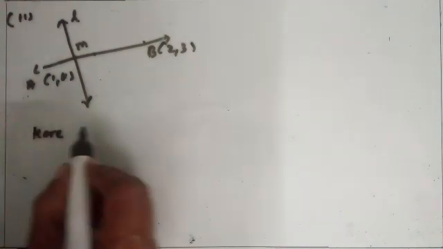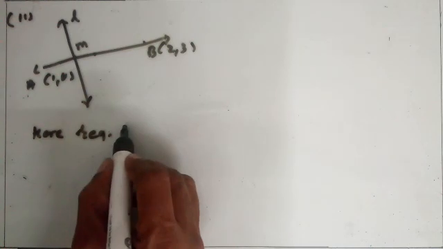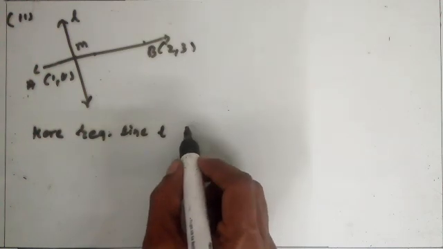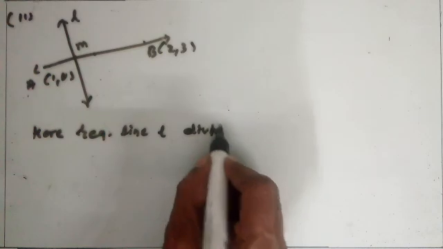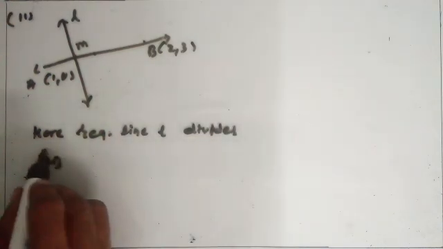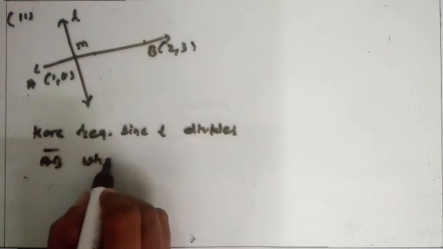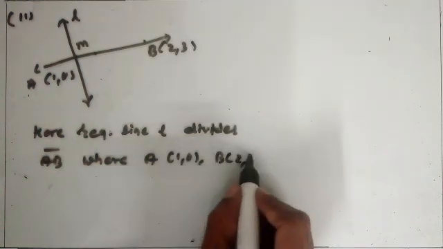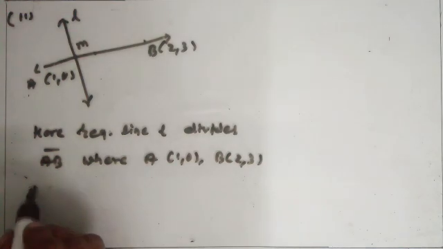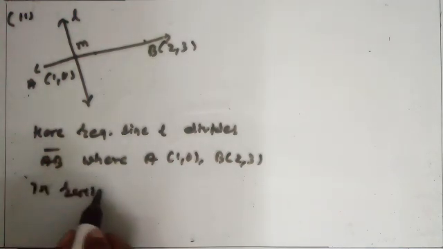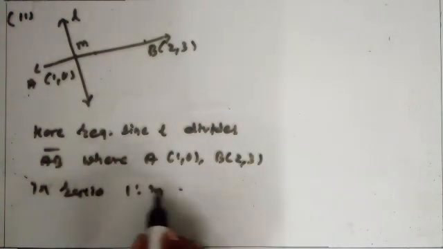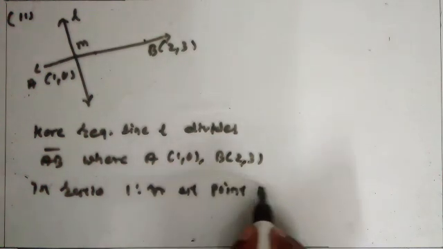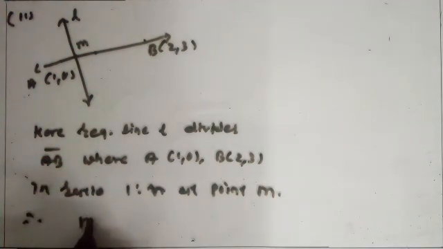Here the required line L divides AB, where A is (1, 0) and B is (2, 3), in the ratio 1:n at point M. Therefore, the coordinates of M are equal to, we know that a point dividing line segment AB in the ratio 1:n.